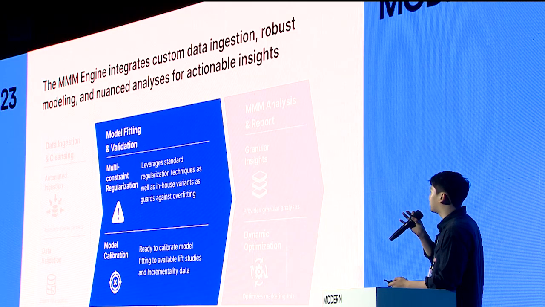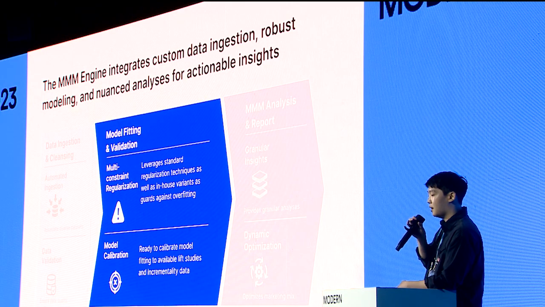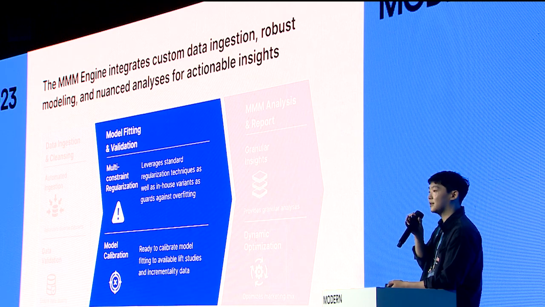When it comes to the modeling process, we leverage regularization techniques such as Ridge and Lasso, as well as our own multi-objective variants that take into account business constraints like CPI and ROAS. We're super proud of this development as it has helped guard against overfitting while preserving prior knowledge, ensuring our model is robust and versatile. To validate and adjust the model, we offer calibration features that can leverage both external lift studies as well as incrementality data to fine-tune model performance.